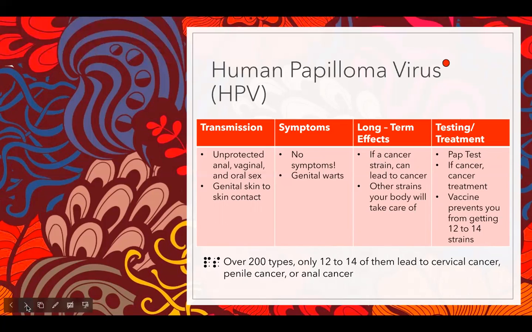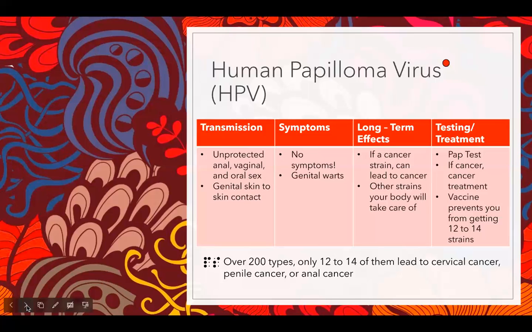Symptoms will include no symptoms usually. Sometimes people might get genital warts, but let me backtrack a little bit. With the human papillomavirus, there's over 200 different types of this virus. About 12 to 14 of them can lead to long-term effects, which would be cervical cancer, penile cancer, or anal cancer. But most of the other strains, the other 190 something or 180 something virus types, usually will only cause genital warts or won't cause anything in your body.